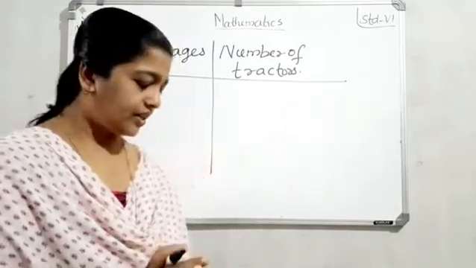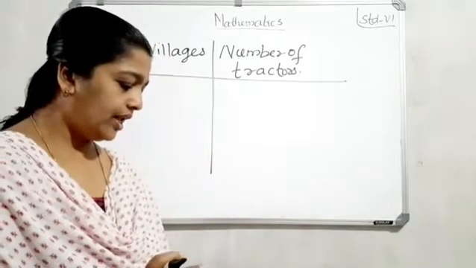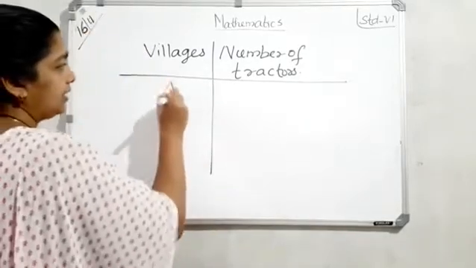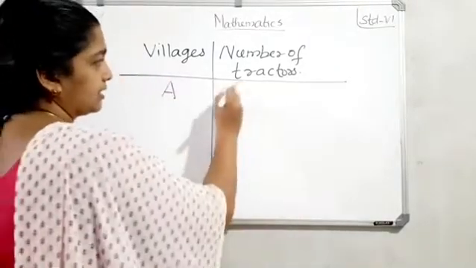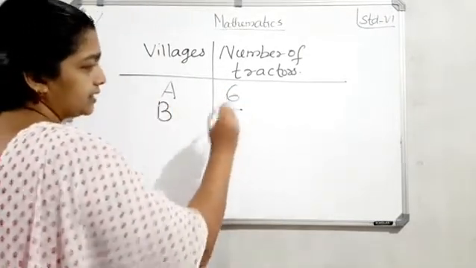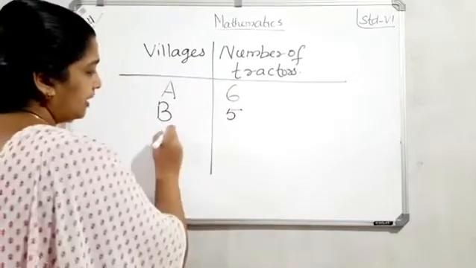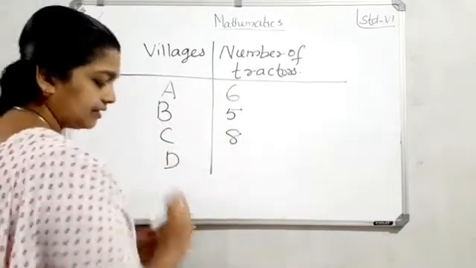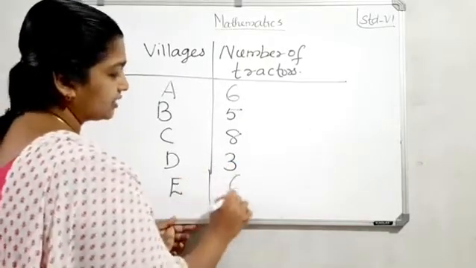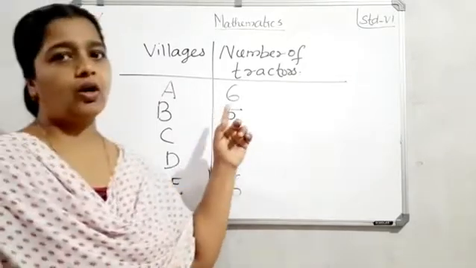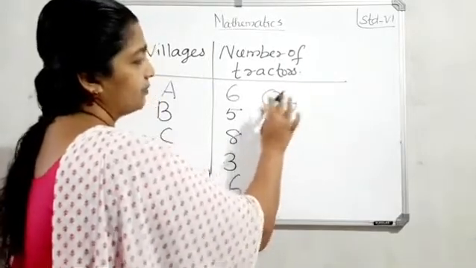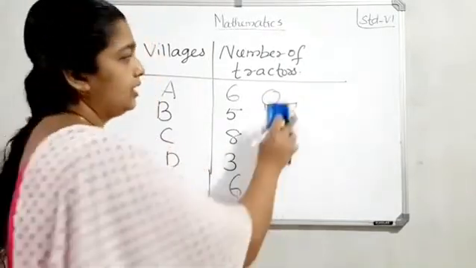Clear? Yes. First, village A. So village A, how many pictures are there? Yes, 6 pictures are there. Then village B, how many? 5 pictures are there. Then C, 8 pictures are there. Then D, 3 pictures are there. Then E, 6 pictures are there. So you want to draw the simple figure. Anyway you can draw, isn't it? Yes. You will draw using this picture.